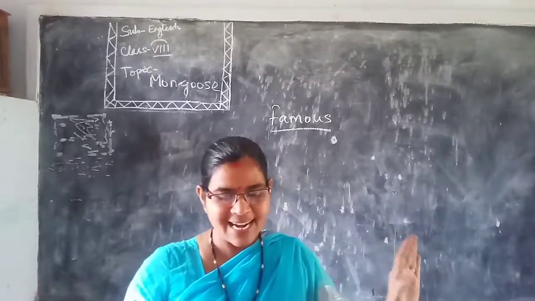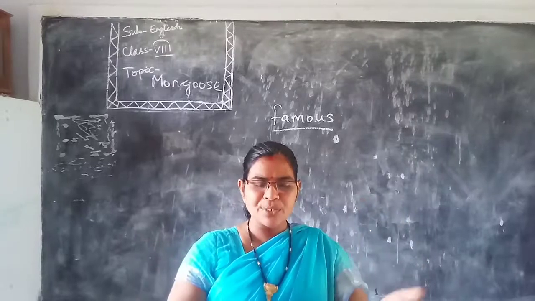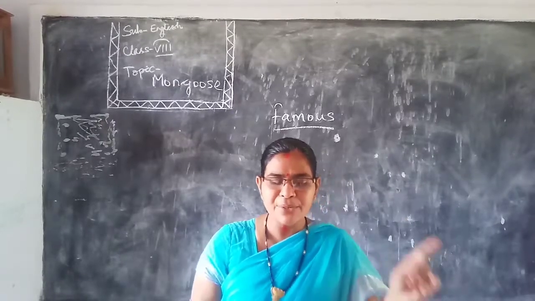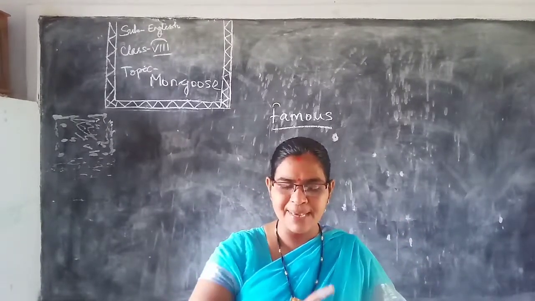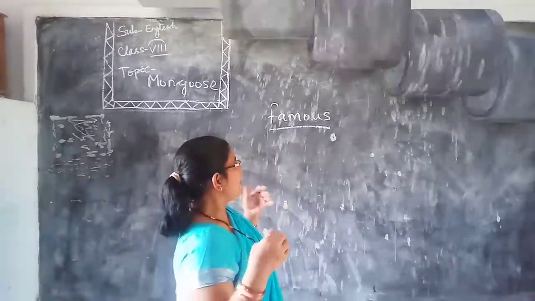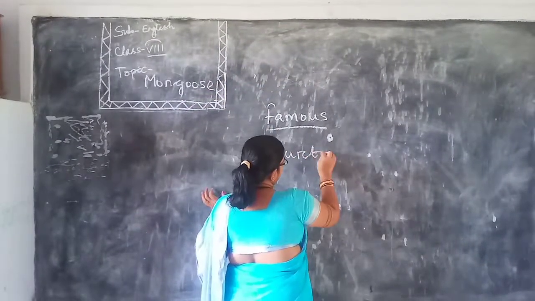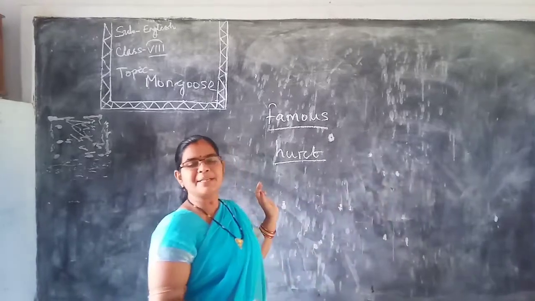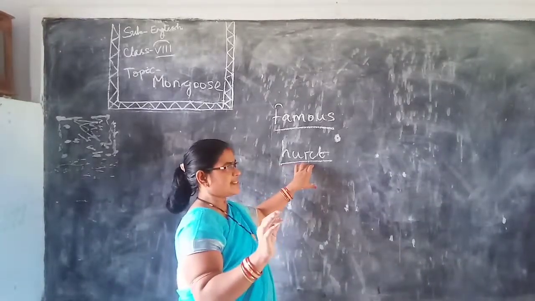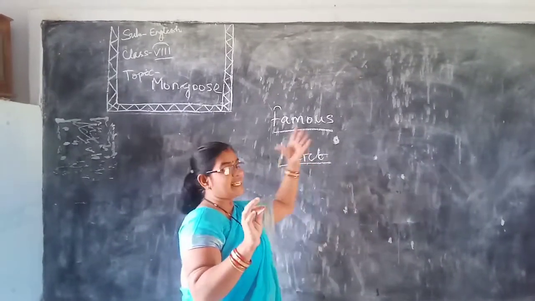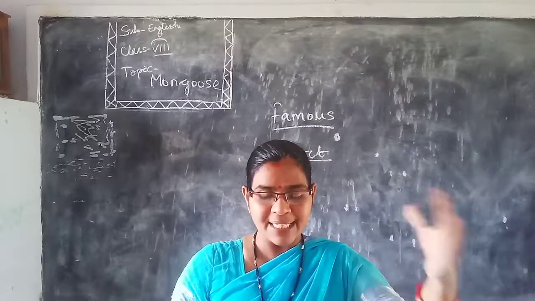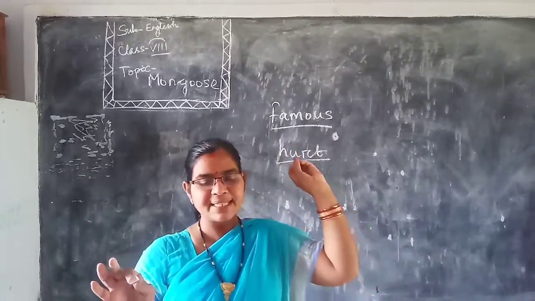Okay? Am I right? Let this tell me, why are mongooses famous? Mongooses are famous for being able to kill snakes without getting hurt themselves. Without hurting themselves. What do you mean by it? That no harm will occur to the mongooses. Okay. Without being hurt, they kill the snakes. Nothing will happen to the mongooses. Only they make the snakes tired and thereafter they kill them.